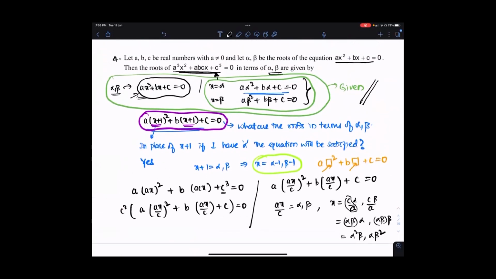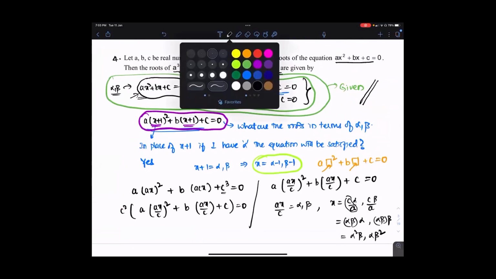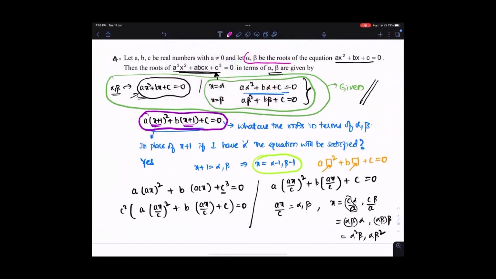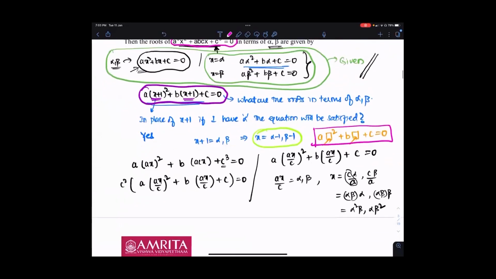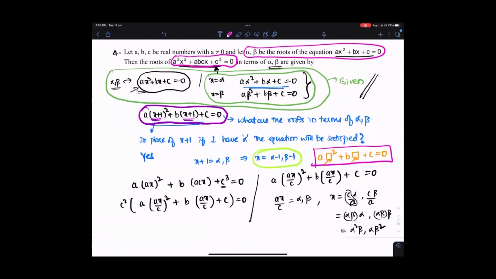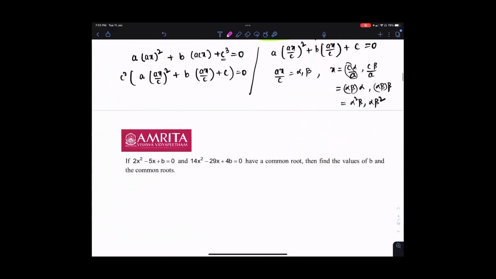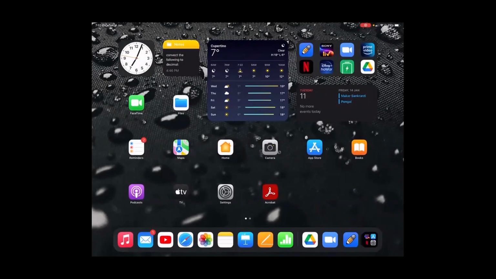Just see this question again, guys. If you see the question, they have given the information that, one second, let me use a different color pen. This is given: alpha, beta are the roots of this equation. Now they're asking the roots of this equation in terms of alpha, beta. So what you need to do is try to write it in this form. That is what we have done by taking c square common. And then in that box, if alpha and beta are there, the equation will be satisfied, alpha or beta. So that is what we have done. Let me just check the chat box if there are any doubts.